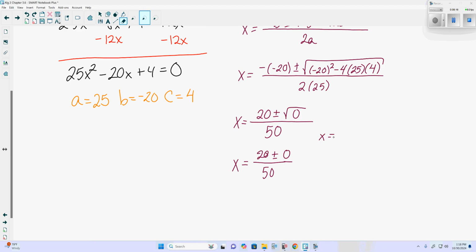Because we can say x is equal to 20 plus 0 over 50. Well, what is 20 plus 0? And 20 does divide by 50. So x is equal to 2/5.